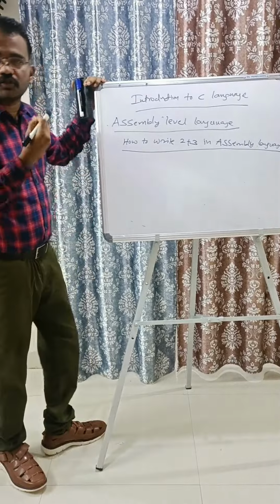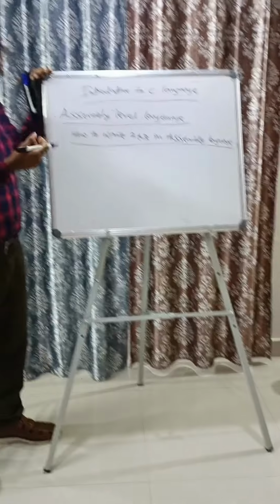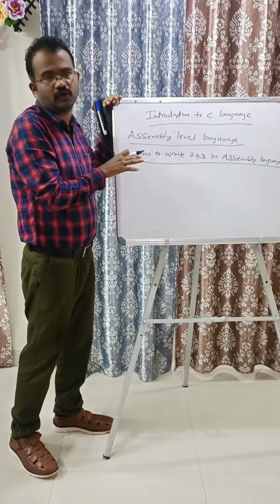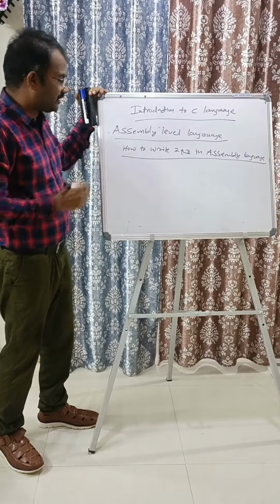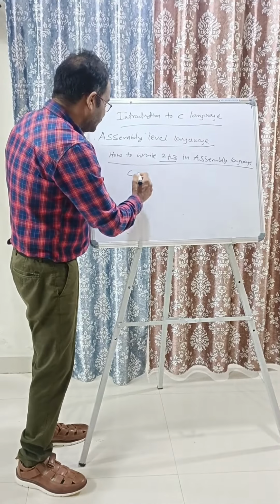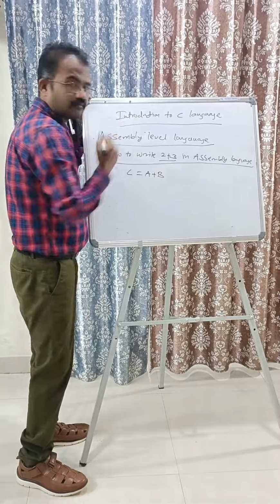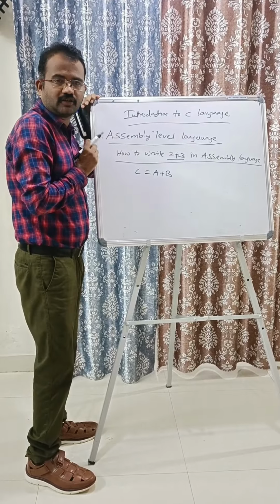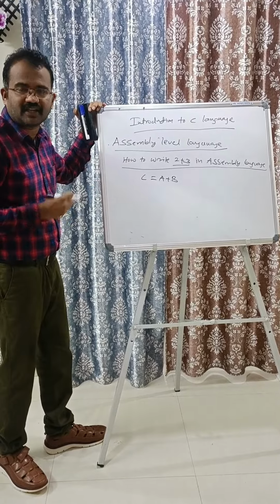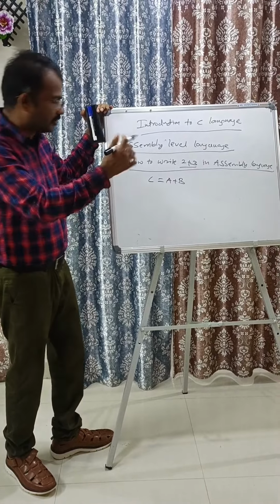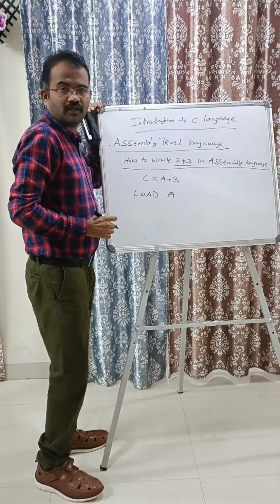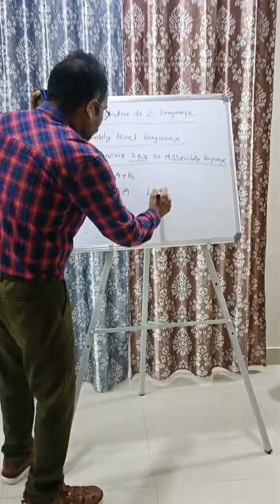First we need to store the value, or we need to load the 2 value. So in place of 2 plus 3, simply we write C is equal to A plus B. We need to store the value of A as 2 and the value of B as 3. Finally we need to calculate the C value. So how to write this? First load the A value. So here we have to write load.